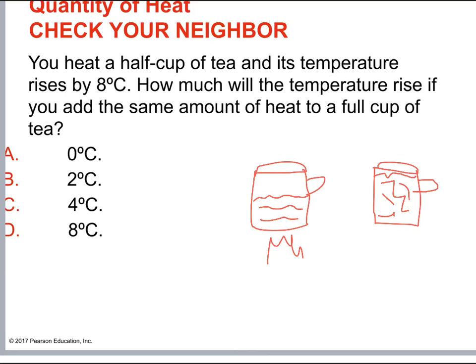Well, if I've got twice as much stuff, but the same amount of energy, the amount of energy per particle is going to be cut in half, and so the temperature is only going to go up 4 degrees Celsius. And so if you put in the same amount of heat and you have double the amount of stuff that you're applying that heat to, you only get half the temperature rise.